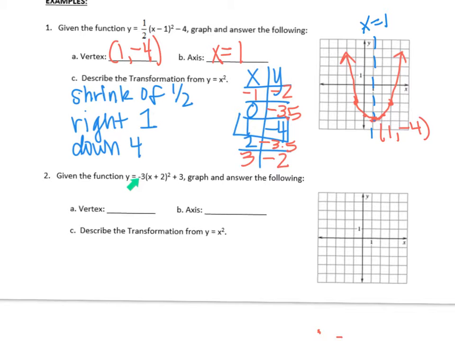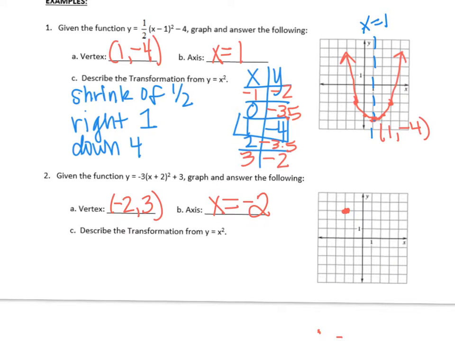This negative says my graph's going to open down. A 3 says a stretch of 3. Plus 2 says I'm going to go left 2, and plus 3 up 3. So negative 2, positive 3 is my vertex. Opposite of the x, or opposite of the h, the k stays as it is. Axis of symmetry is x equals, and it's the x value of the vertex. So negative 2, positive 3 is up here.